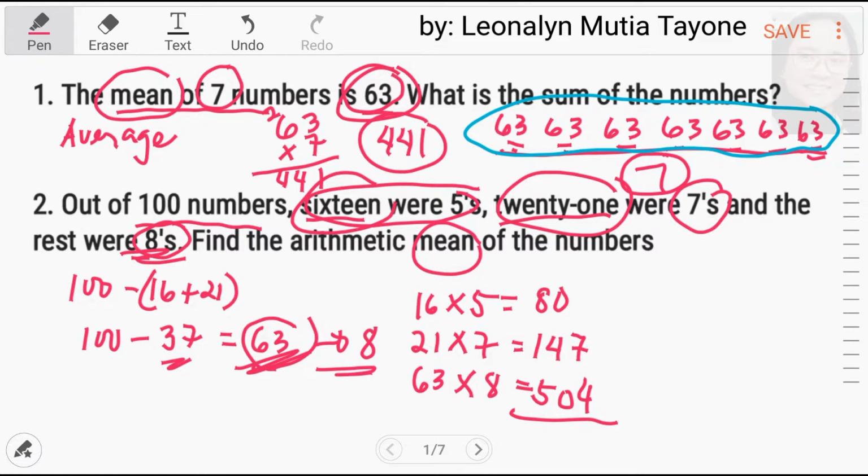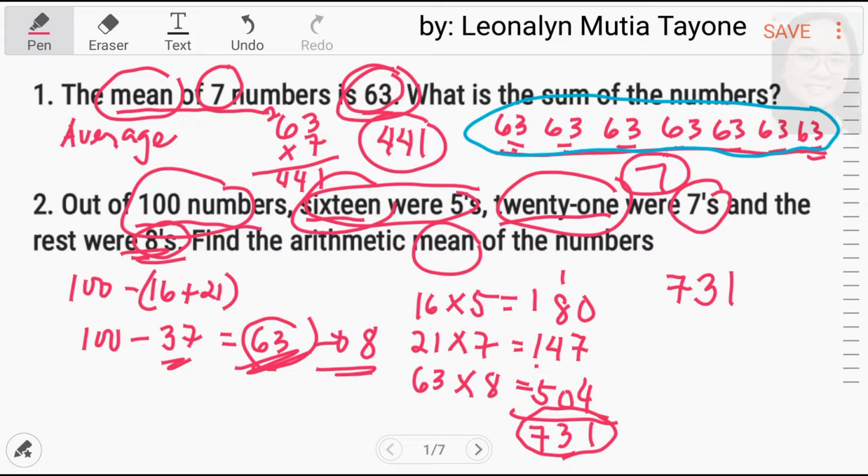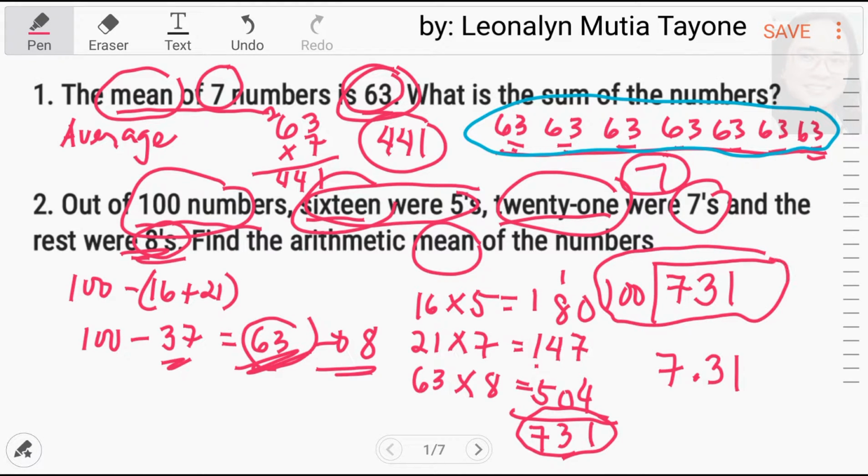Let's add them all. Let me erase 80 first so it aligns properly. 7 plus 4 is 11, carry 1. 8 plus 1, the one we carried, is 9, plus 4 is 13. Carry 1. 1 plus 1 plus 5 is 7. So our total is 731. There are 100 numbers, so 731 divided by 100, and the answer here is obviously 7.31.